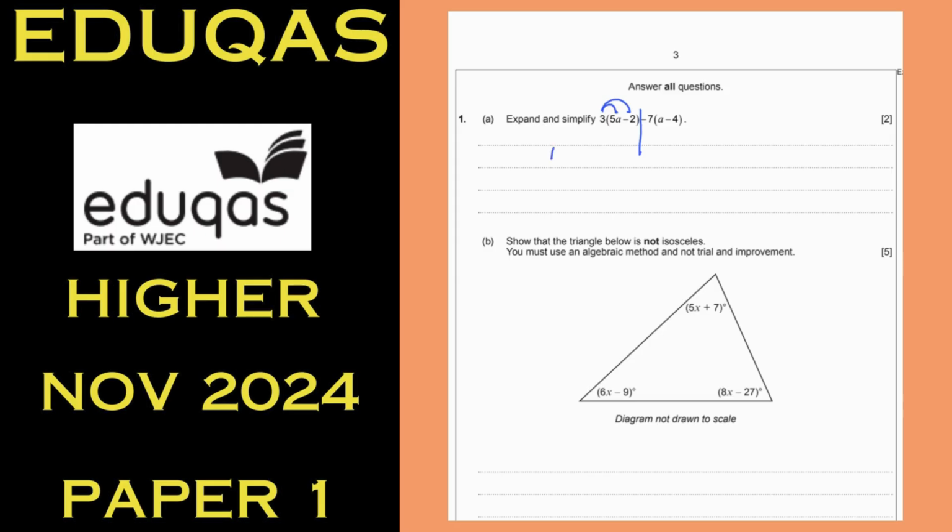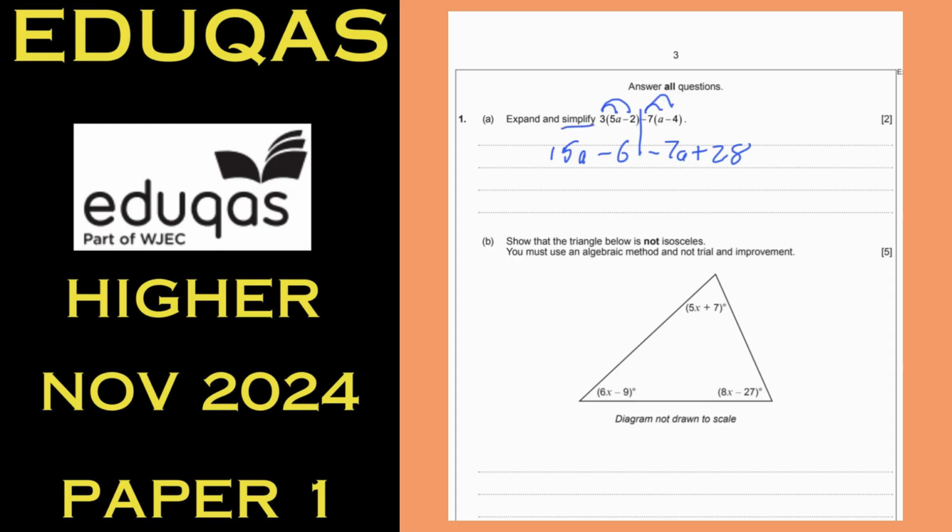3 times 5a gives us 15a. 3 times -2 is -6. We can now move on to the right-hand bracket. -7 multiplied by a is -7a. And be careful, -7 multiplied by -4 is positive 28.